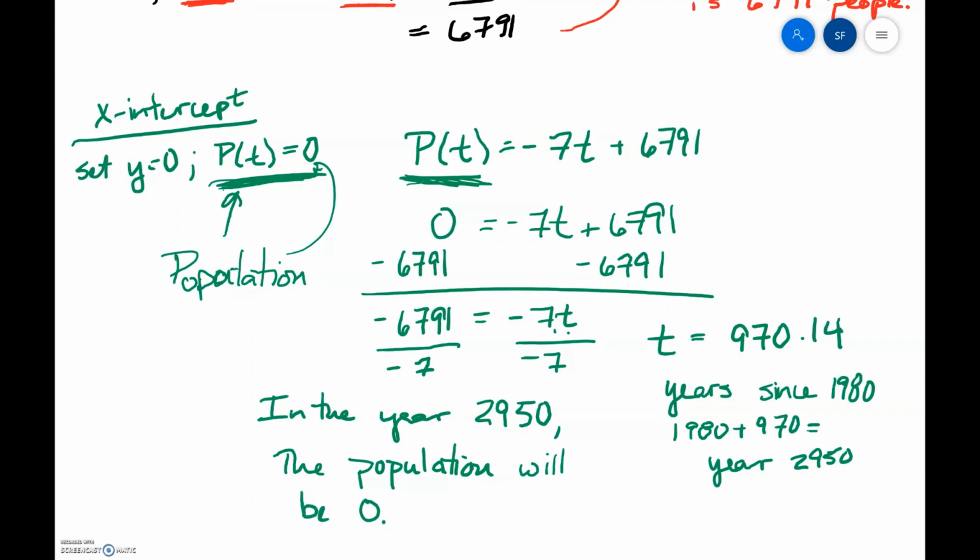So hopefully that helps. That gives you an overview of how to find the intercepts and, more importantly, going back and talking about what those intercepts mean. The next example will be with a quadratic.